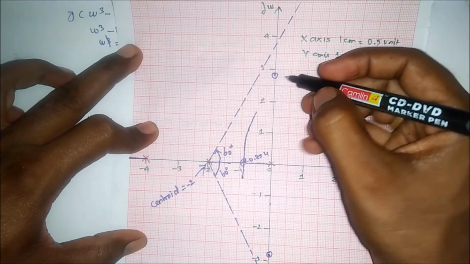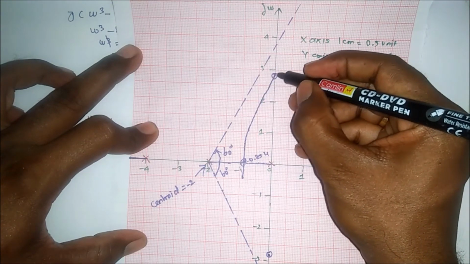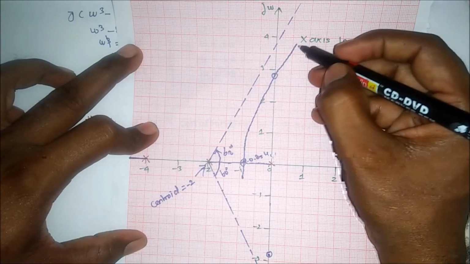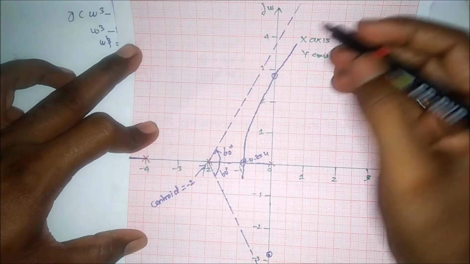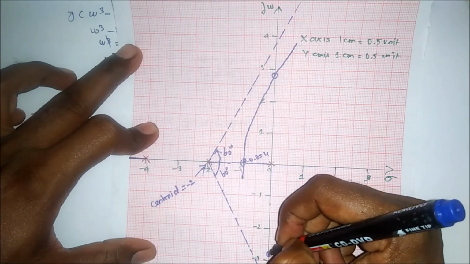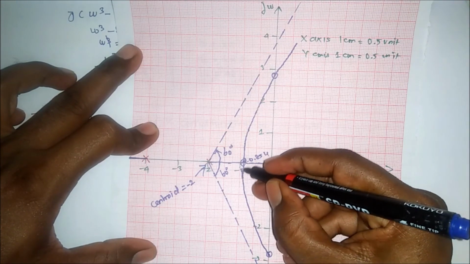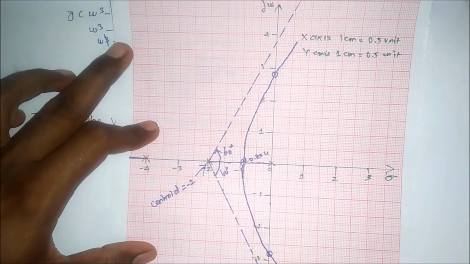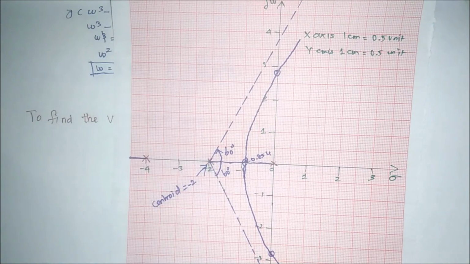Now this root locus will move parallel with this asymptote. It will go up to infinity. Here also it will cross at this point, go parallel with this asymptote, then go up to infinity. So now this is the final root locus.